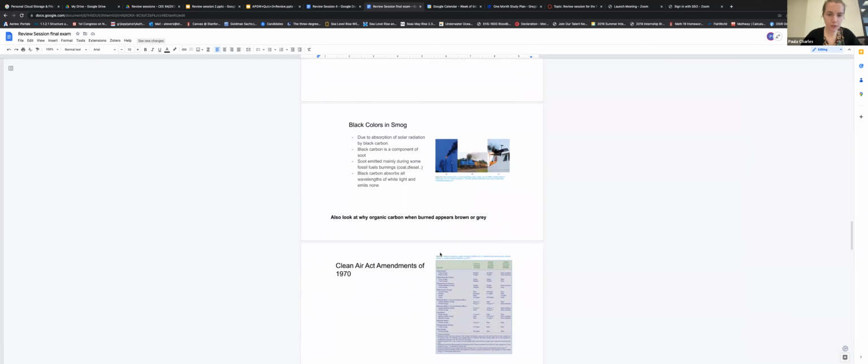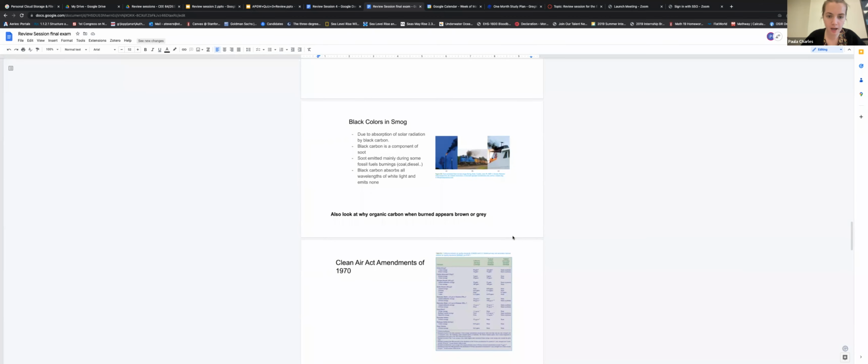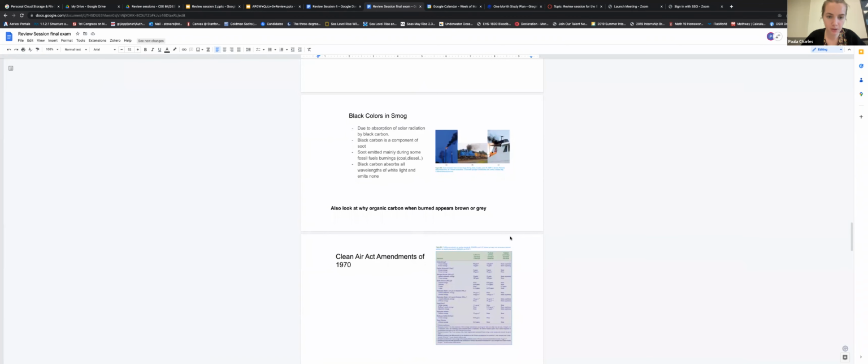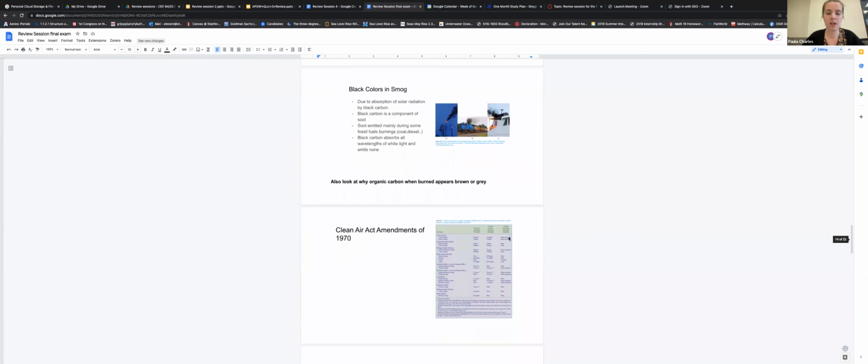Yeah. So for the second part, understanding the different colors that we have in the air. So for instance, the black colors in smog, what are they due to, and why organic carbon appears brown or gray when it's burned. So just basically understand the basics of the different colors in the sky.